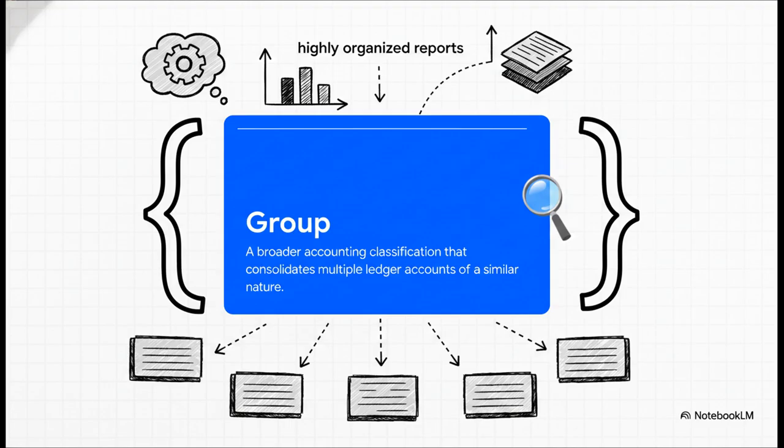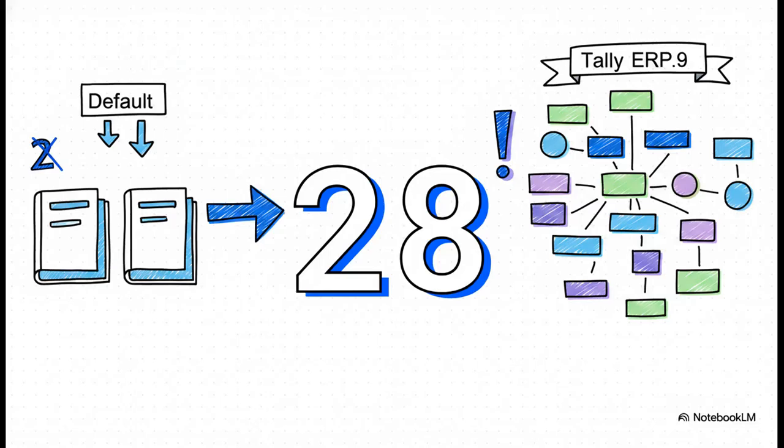Groups consolidate all that noise into clean, single-line items like current liabilities or fixed assets. Now, what's really interesting about this is the massive contrast. While the system only gave us those two default ledgers, it comes with a whopping 28 predefined groups right out of the box. This stark contrast perfectly highlights just how crucial this broader structural framework is to the software.